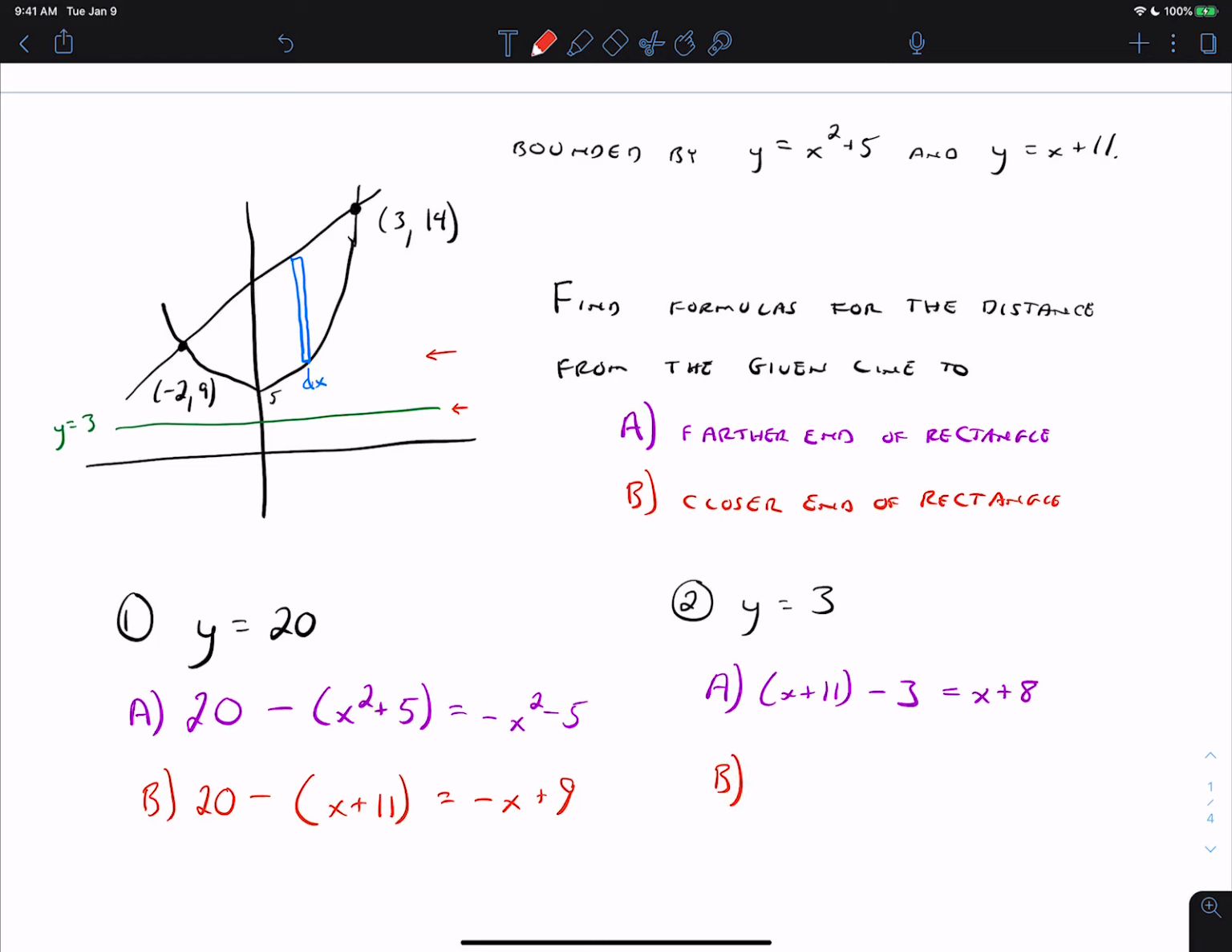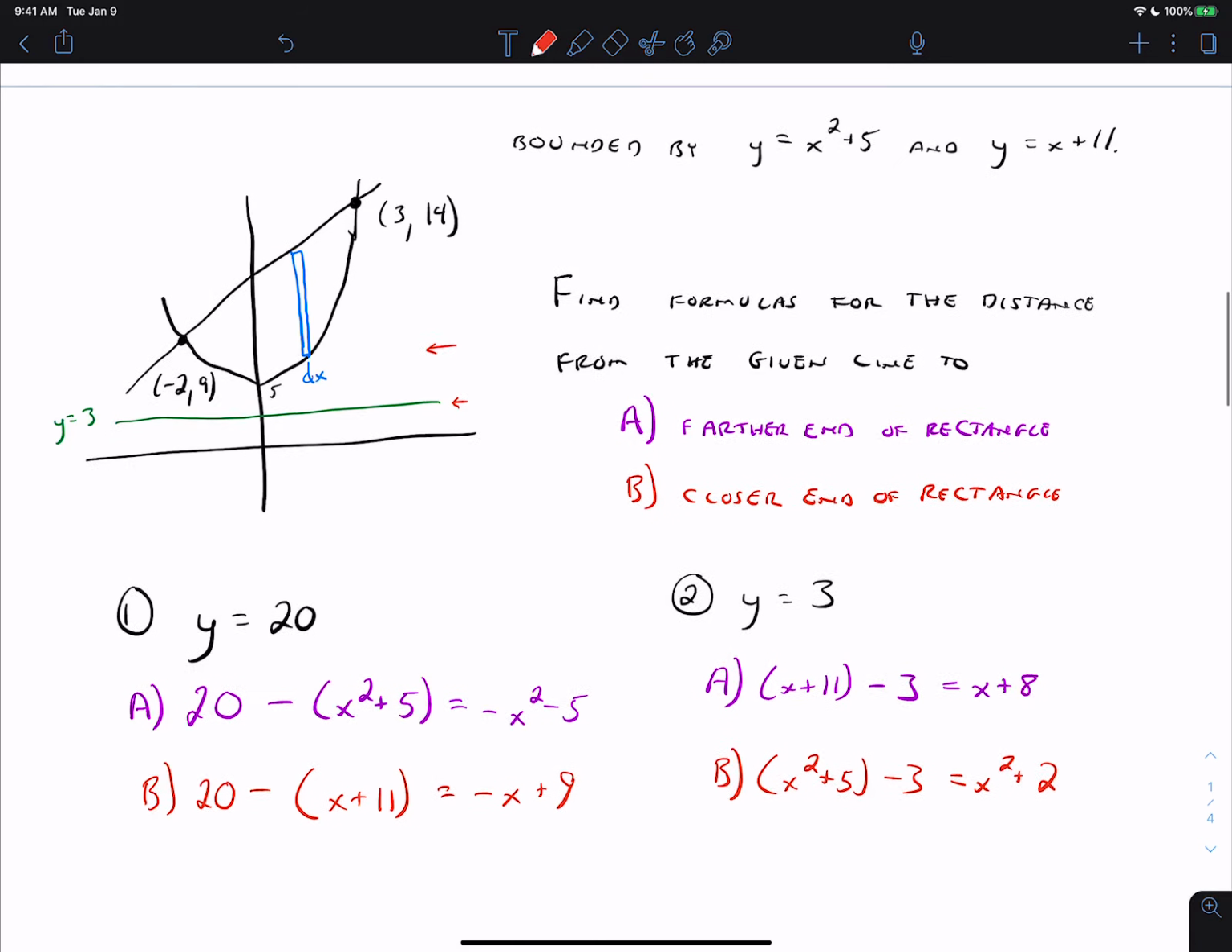For part B though, now this is a vertical distance. The top y is x squared plus 5. The bottom y is 3. And that simplifies to x squared plus 2. So it's important why the subtraction is reversed. Also, it's important why x plus 11 is the farther end of the rectangle on problem 2, and x squared plus 5, the parabola, is the farther end of the rectangle on number 1.